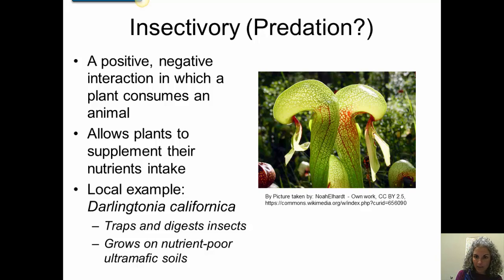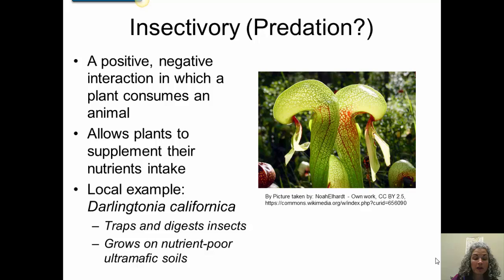Insects become trapped inside the pitcher. There's downward facing hairs. There's also these little windows that allow light in and disorient the insects, so they think they're climbing out when they see the light, but they continue to fall back down into the water. The plant secretes a digestive enzyme that starts to digest the insects, and then it can take in the nutrients.